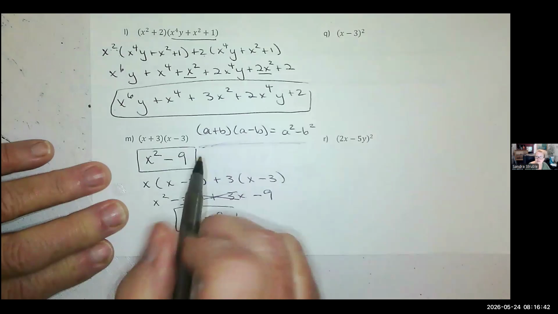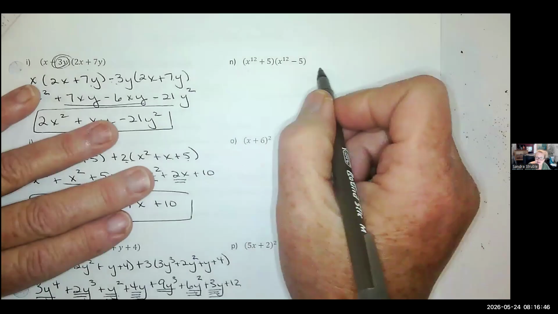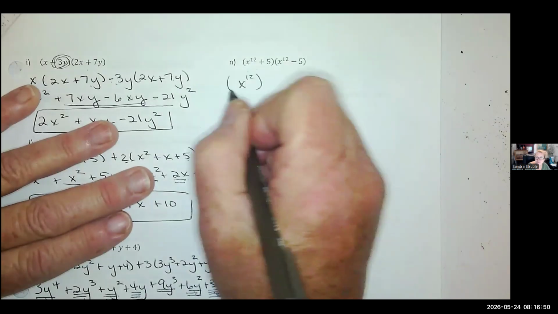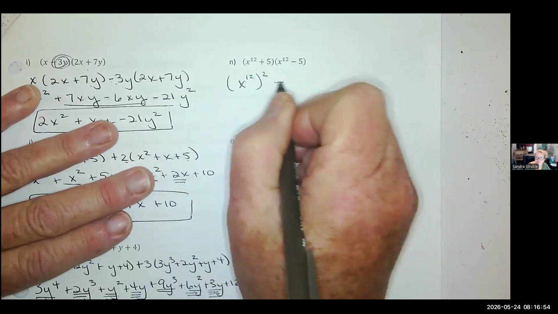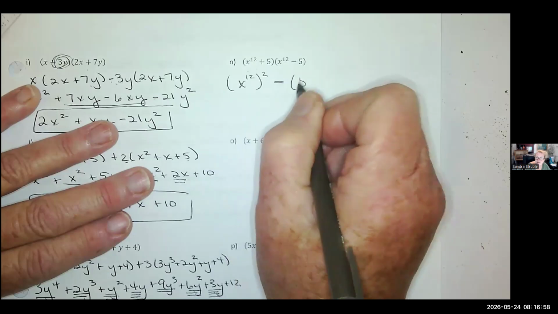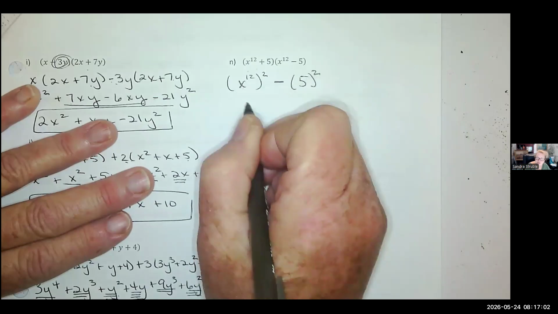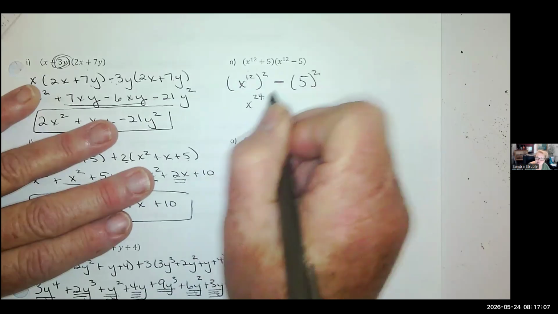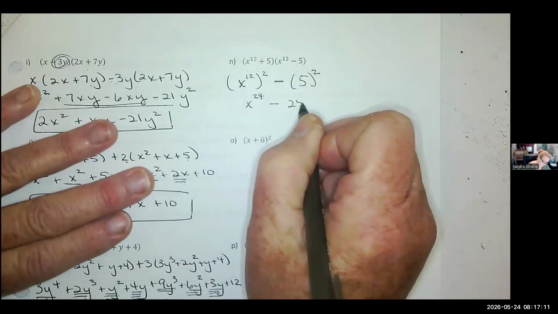All right. The next one, same thing. Square the first. So x to the 12th squared. Because the signs are different, you're going to put minus and then square the last. So x to the 12 times 2 is x to the 24. Remember, power raised to a power is multiplied, minus the last term, 5 squared is 25.